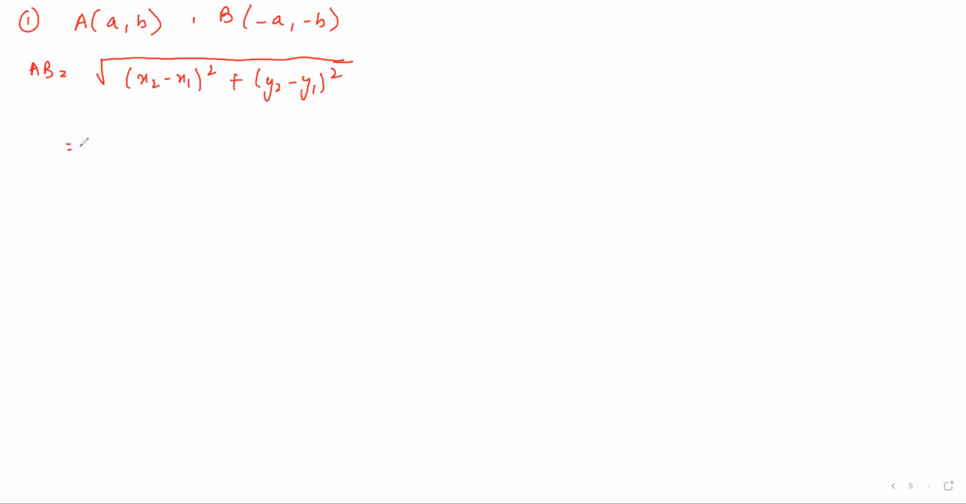Okay, now see here, put this in the formula. So x2 is how much? Minus a. So write properly: minus a minus a, whole square. And then y2 is minus b, and minus b whole square.